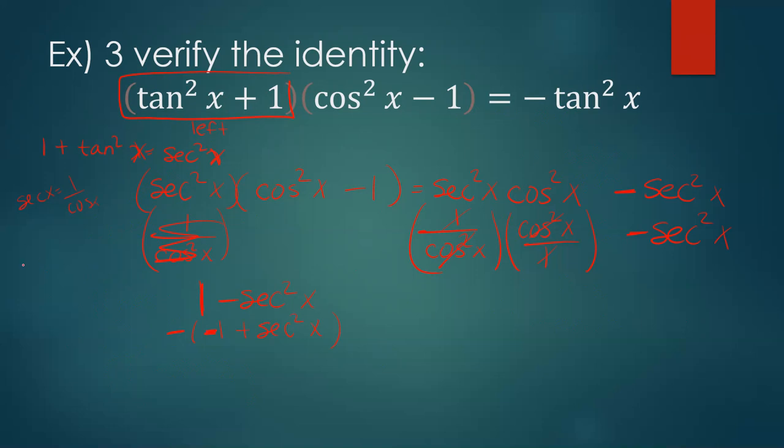The identity is 1 plus tan square x equals secant square x, right? So if I subtract 1 from both sides, I get tan square x equals negative 1 plus secant square x. So you can replace this thing with just tan square x. But remember, I took out a negative, so this has a minus. Now this looks exactly like the right side. So you just proved this identity.